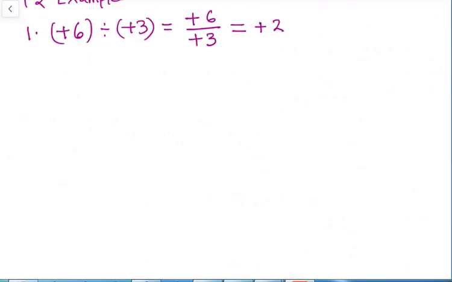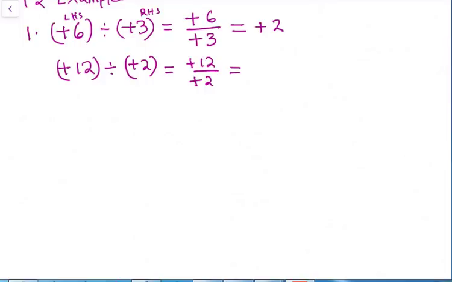The next set of example under this aspect is, let's say we have +12 as the numerator dividing +2. All the numbers on the left hand side of the screen are referred to as the numerator, and all the ones on the right hand side are referred to as the denominator. So that will help us to further remember the principle. So we have +12 over +2, and if plus divide plus, it will be plus, and 2 will go in 12 6 times.